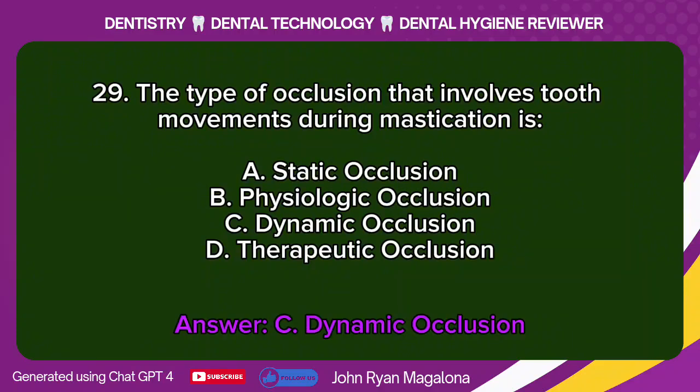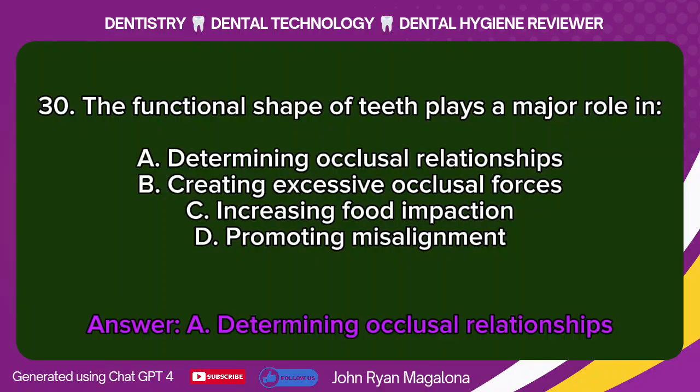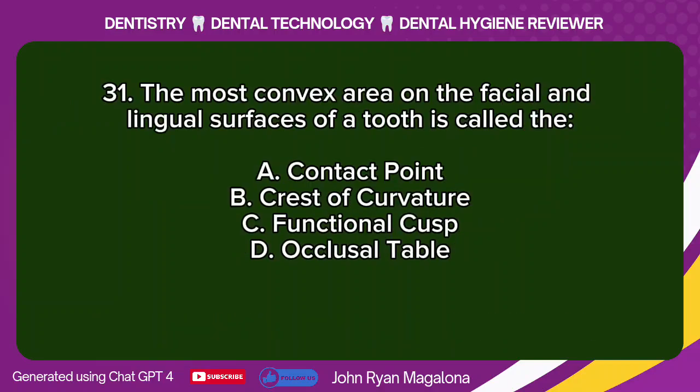Answer: C. Dynamic occlusion. 30. The functional shape of teeth plays a major role in: A. Determining occlusal relationships, B. Creating excessive occlusal forces, C. Increasing food impaction, D. Promoting misalignment. Answer: A. Determining occlusal relationships. 31. The most convex area on the facial and lingual surfaces of a tooth is called the: A. Contact point, B. Crest of curvature, C. Functional cusp, D. Occlusal table. Answer: B. Crest of curvature.